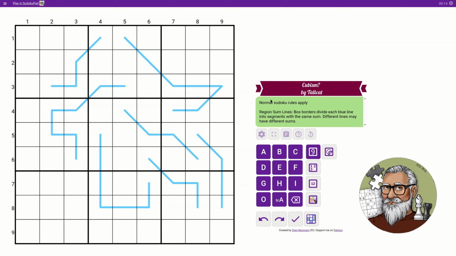Today I'm going to be trying my hand at Cubism by Tallcat. If you'd like to give it a go, there will be a link in the description below. If you do, please let me know how you fared and what you thought of it.